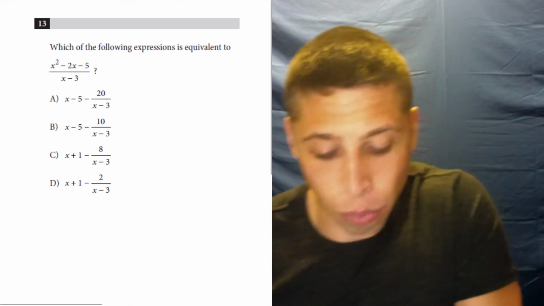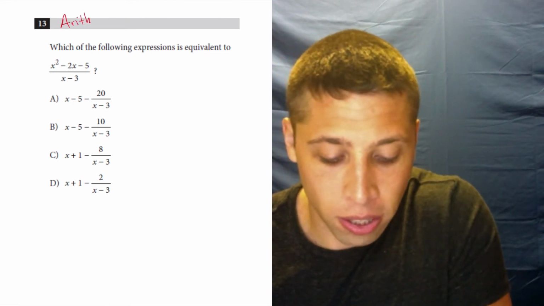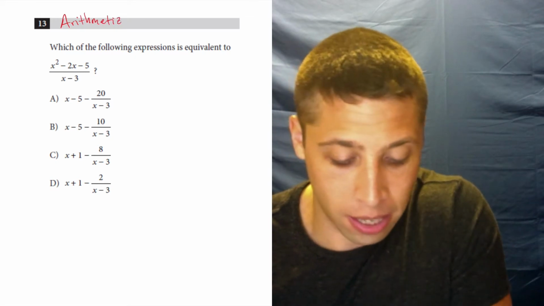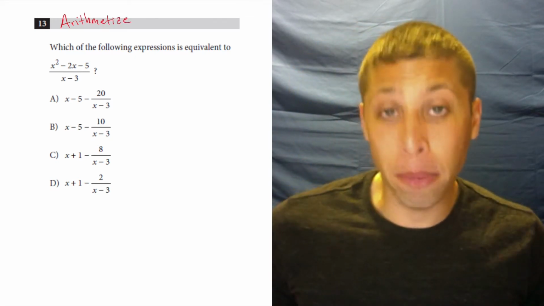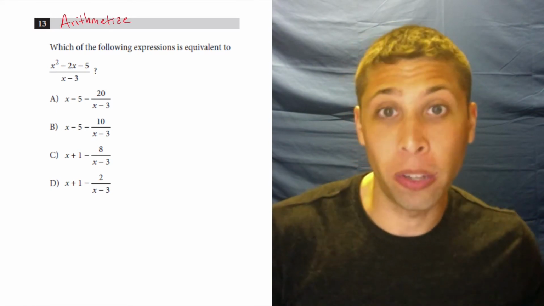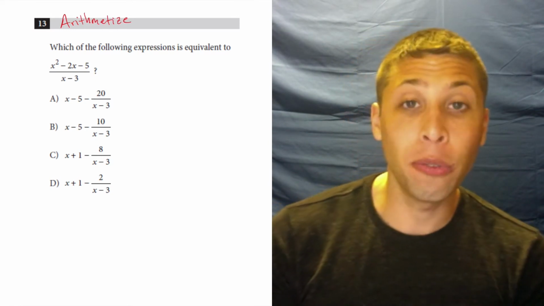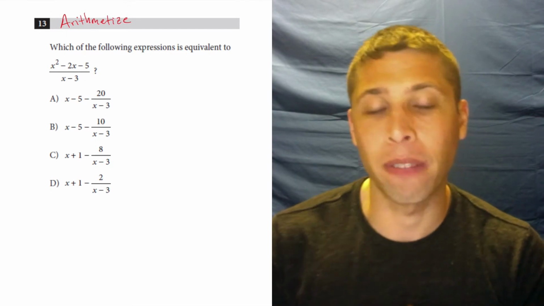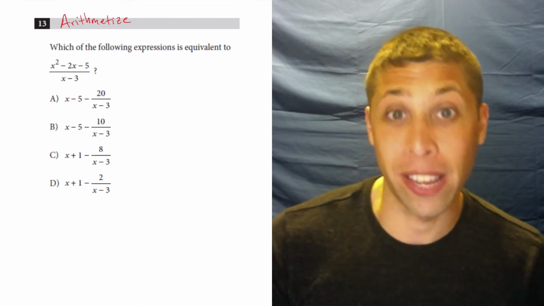We can just arithmetize and turn this into arithmetic by picking any number. If x is a placeholder, we can replace the placeholder with a number, and so we would get a value for the first thing and then match that with the values for the choices and see which one fits.